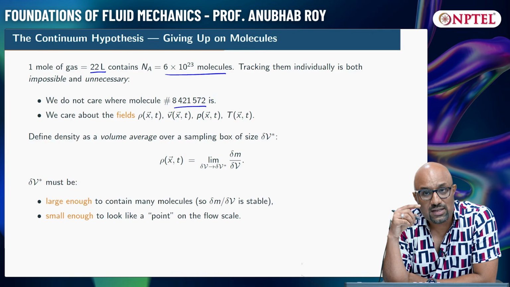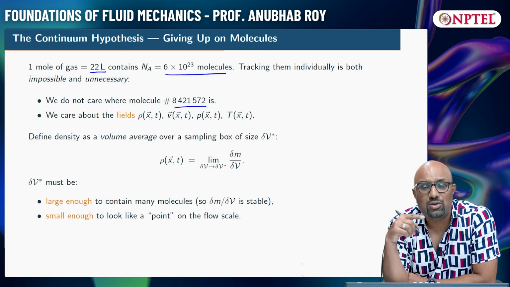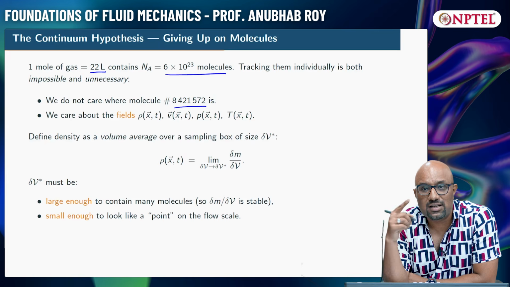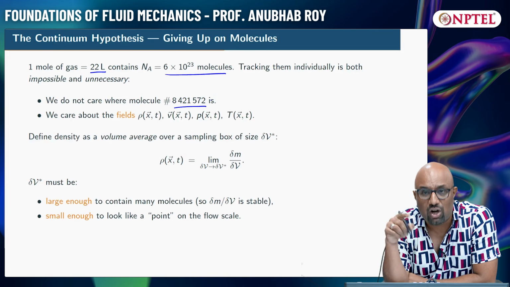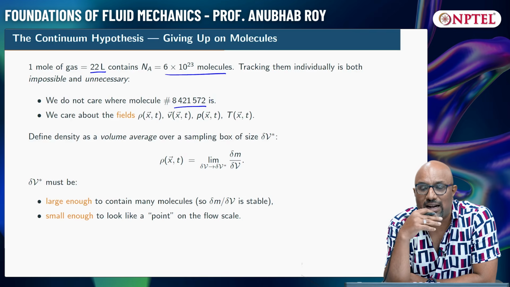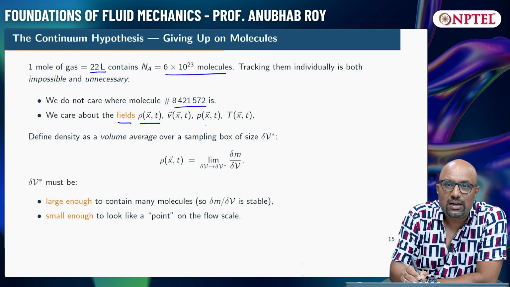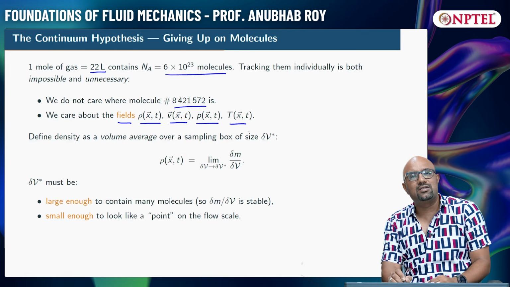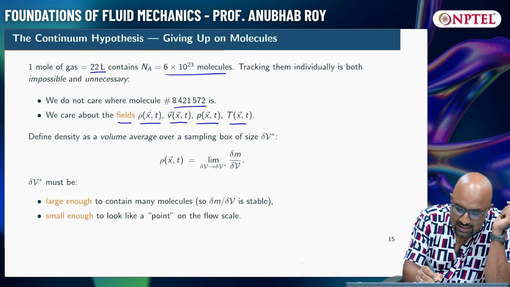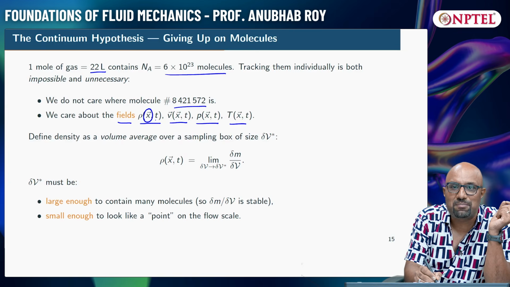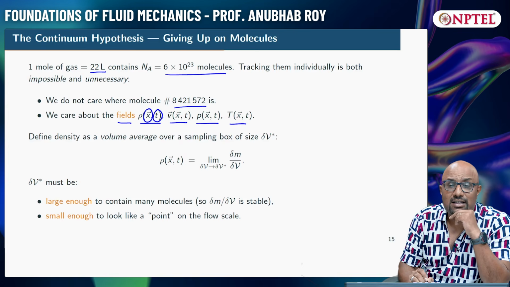What is significant to us is how much pressure that nitrogen exerts in the cylinder in which we are carrying it. The walls of that cylinder, which we need to make sure are strong enough to contain that nitrogen, are where the pressure is important. So we care about the fields, going back to density, velocity, pressure, temperature, and in some cases a few other things. But they are fields, which means they are smoothly defined in space at every point and at every instant of time.